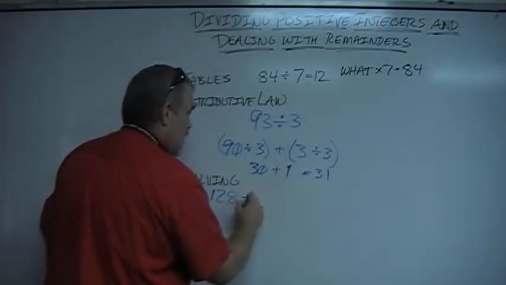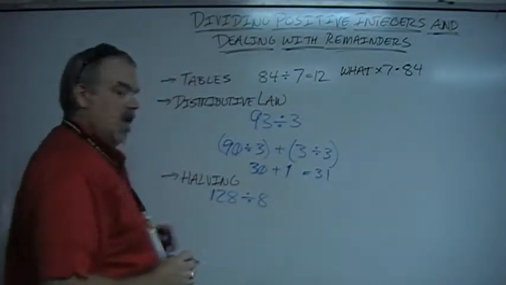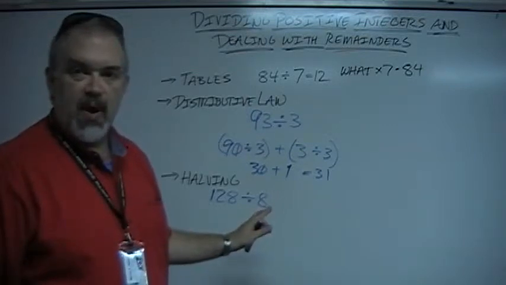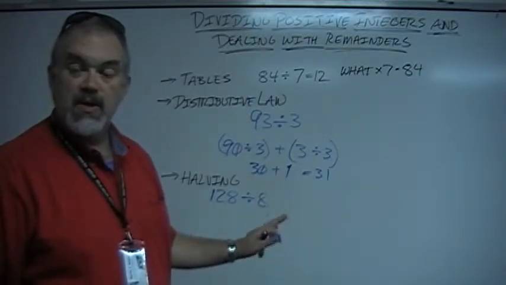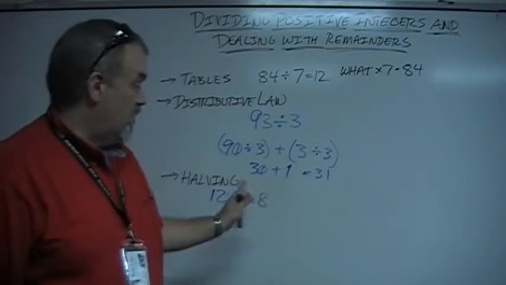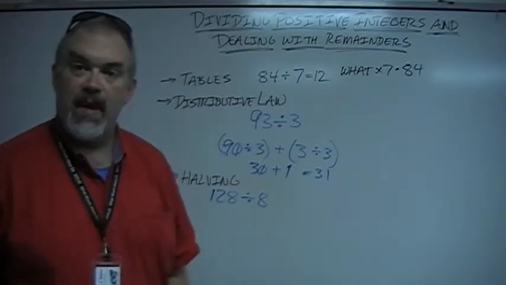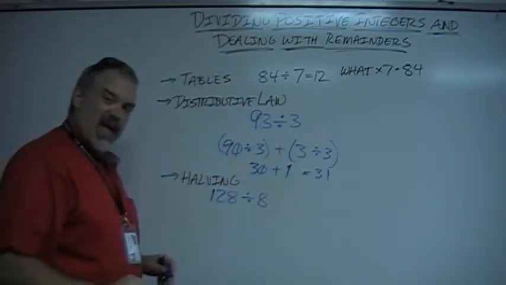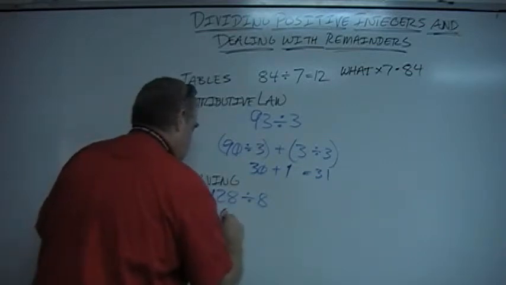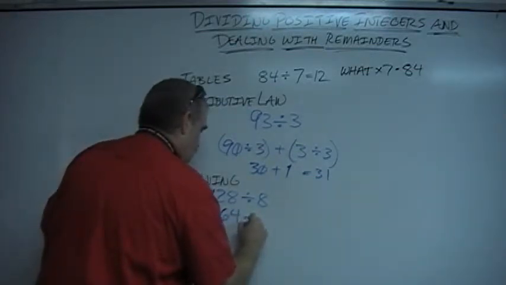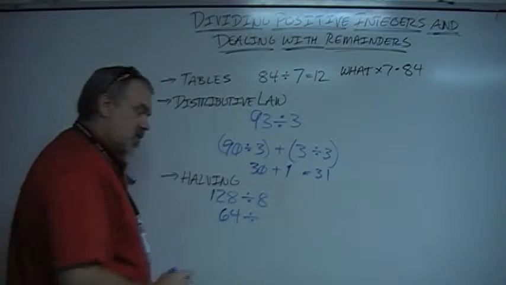128 divided by 8. Now that's a little bit of a complicated problem to do, so what we're going to do is take both of these numbers and divide both of them by 2. 128 divided by 2 is 64, and 8 divided by 2 is 4.